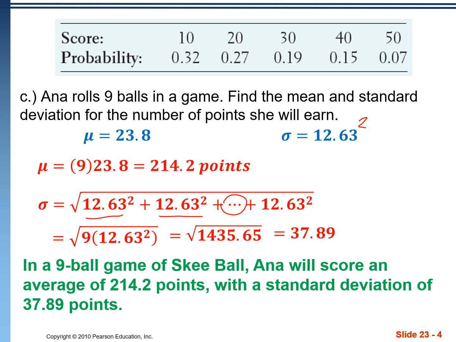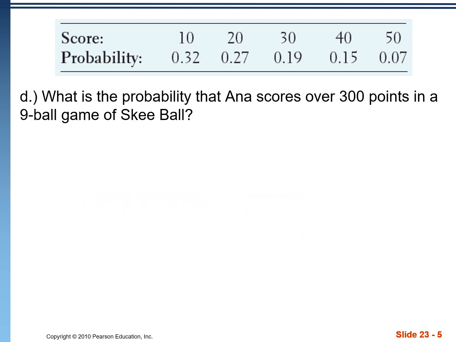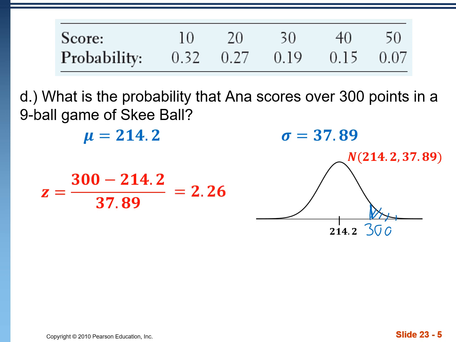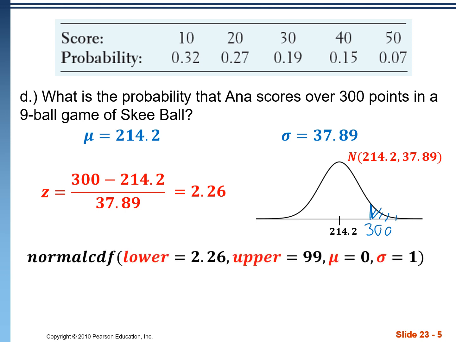of 37.89. Now that we know that information, what's the probability that Anna scores over 300 points in a 9-ball game of skee-ball? So we just found these 2 parameter values, and we can put them into a normal model. So it is the mean of 214.2, standard deviation of 37.89. We want to find how likely it is to score 300 points or more. So we need a z-score. We get 2.26. It's above 2, so we know it's unusual. It should be a small probability.